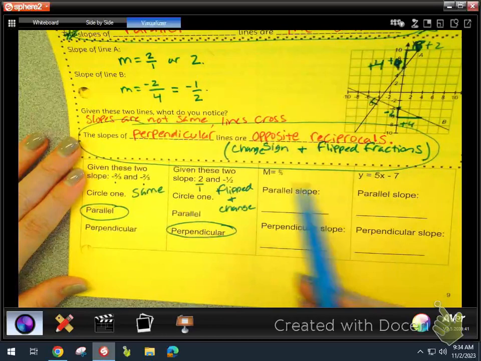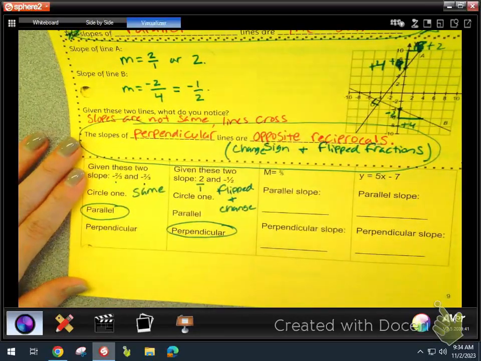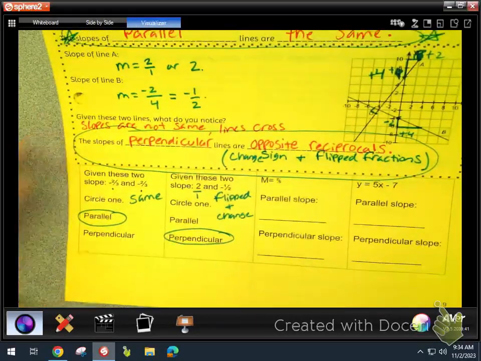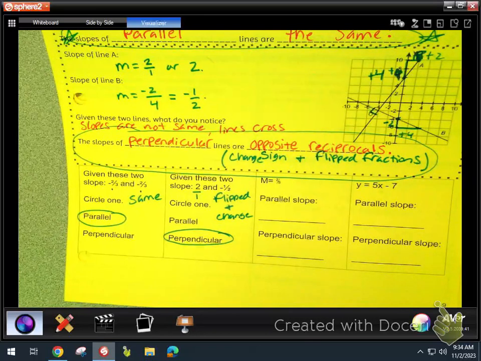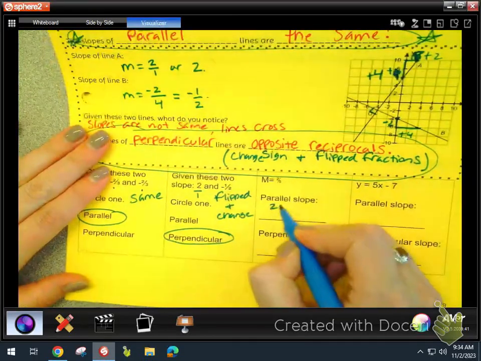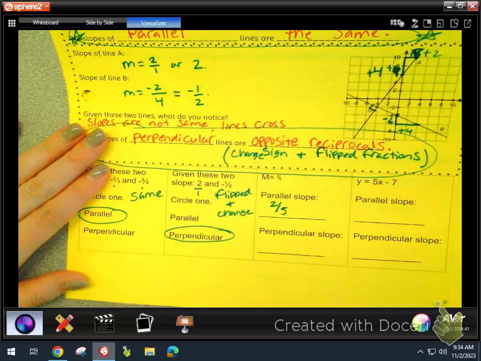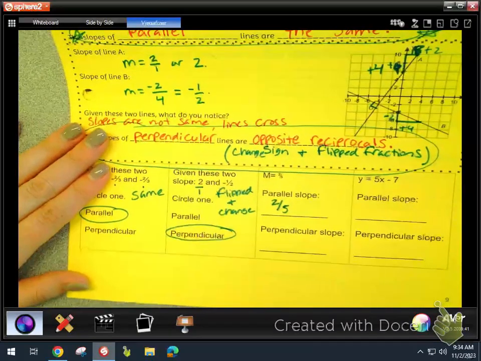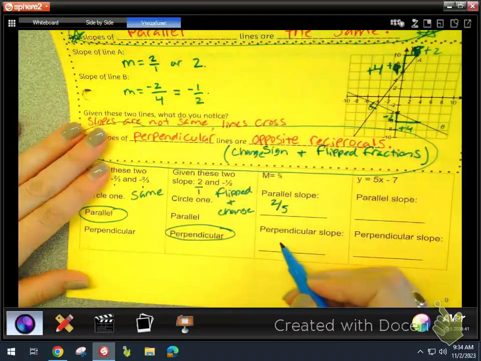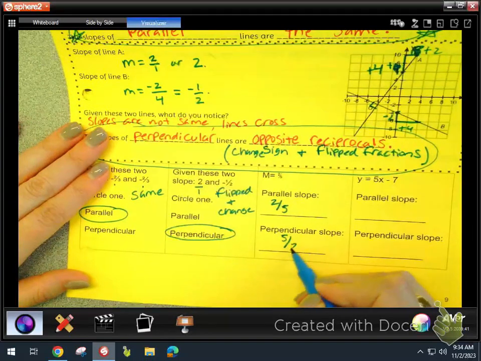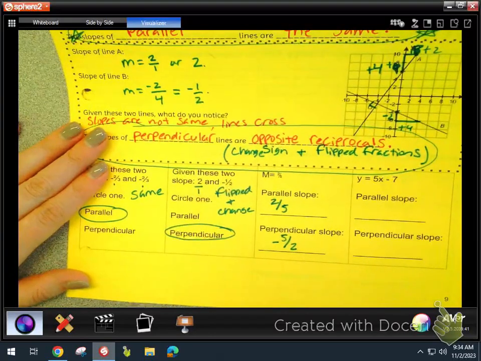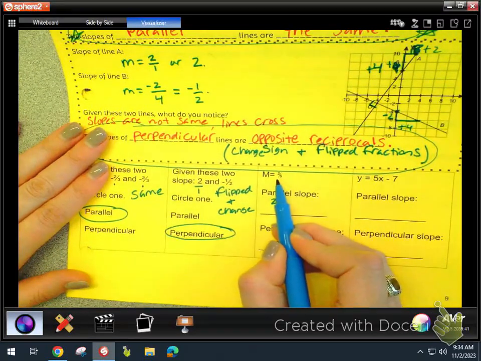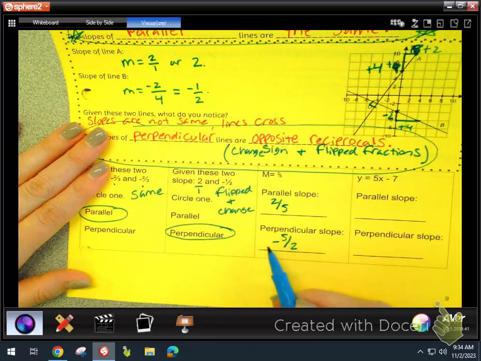Okay? M equals 2/5. If they give you an M, what does M stand for? Slope. So, slope is 2/5. Tell me a parallel slope. Parallel lines have the same slope, so I'm just going to write 2/5. Easy. All right. Perpendicular lines, I flip and change. 5 over 2. What kind of 5 over 2? Negative. Why would it be negative? Because the original one is positive. It's got to be the opposite. If that's positive, the opposite becomes negative.